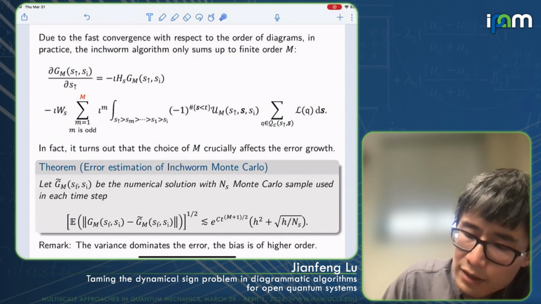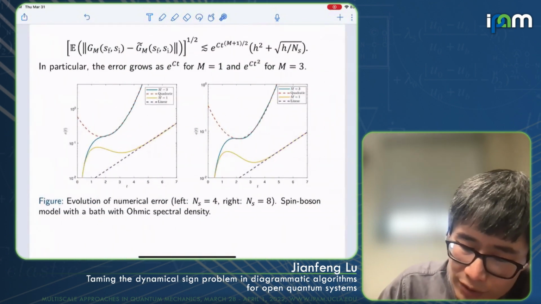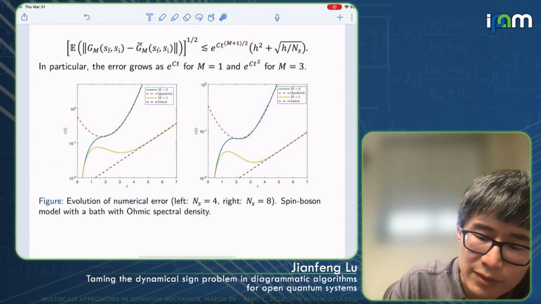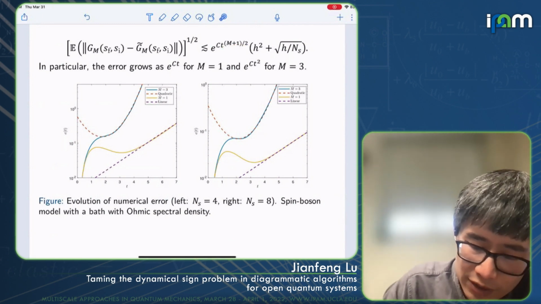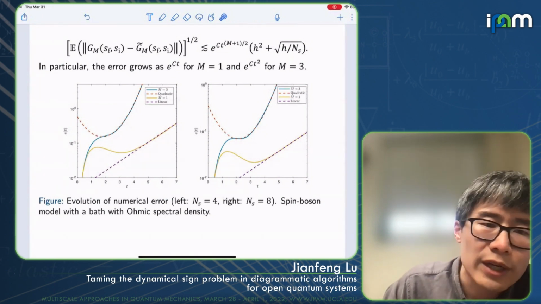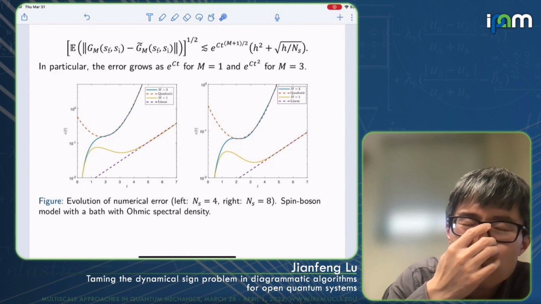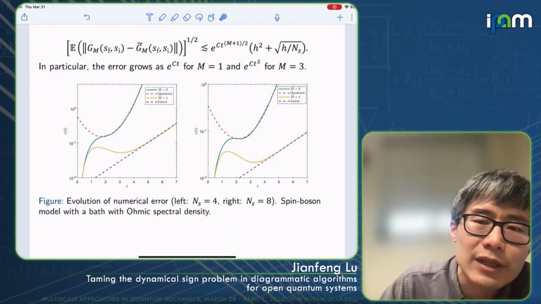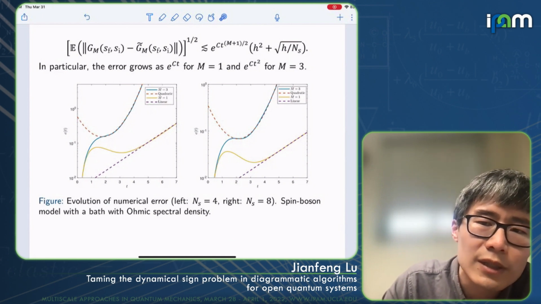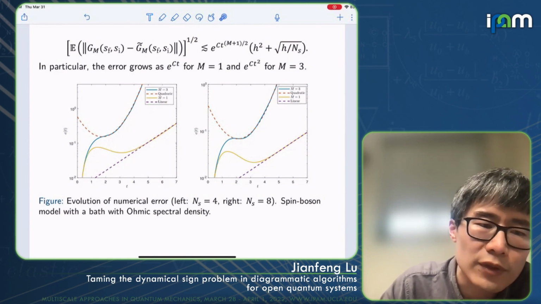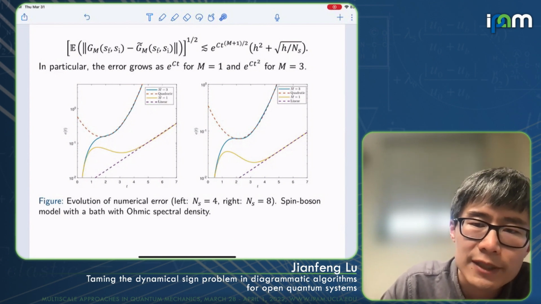Okay, now maybe let me show you some numerical examples. If you truncate to the first order, it's exponential. If you truncate to the third order, it's actually square. And you can see numerically that it is very accurate. I think before, maybe Eric was asking whether these estimates are too pessimistic, but numerically what we observe is that, at least for inchworm, this estimate of the variance fits very well with what you observe numerically, at least for a spin boson system with an ohmic spectral density.